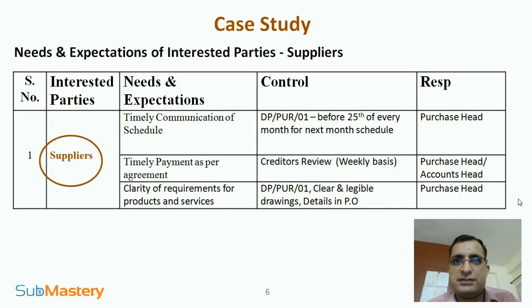I'll discuss how exactly you can ensure that you give timely payments: you have a creditors review on a weekly basis. Another need and expectation of a supplier could be timely communication of schedule. A supplier needs your schedule communicated to them on a timely basis, and you have a control in place in your quality management system where before the 25th of every month the next month's schedule is given. So this is how you identify needs and expectations of interested parties. One example I have given is that of suppliers.